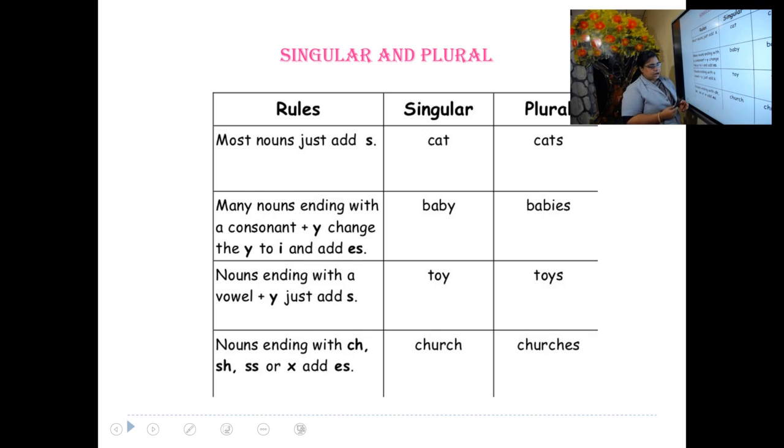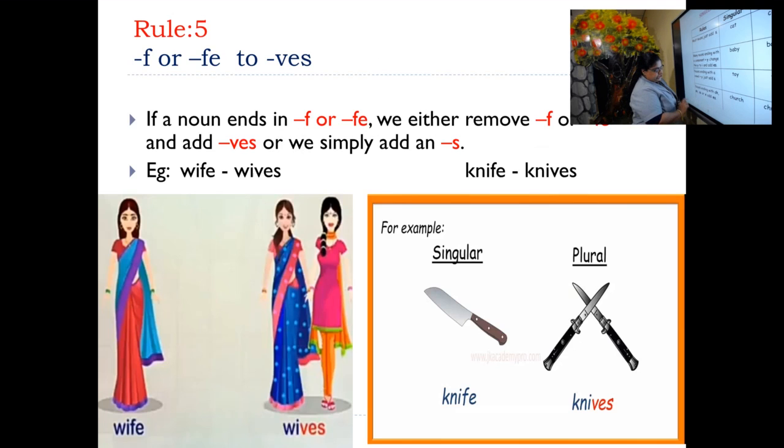And the last rule is with nouns ending with the letters ch. If a word ends with ch, sh, ss or x, or o, then what do you have to do? You add es to that word. These are some of the ways we learned in the last class to change a singular noun to a plural noun. Today we are going to learn some more rules for changing singular to plural, and we are moving to rule 5.